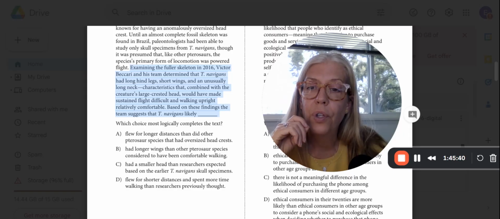A. Flew for longer distances than did other. Nope. He walked. B. Had longer wings than other species considered to have been comfortable walking. Maybe.